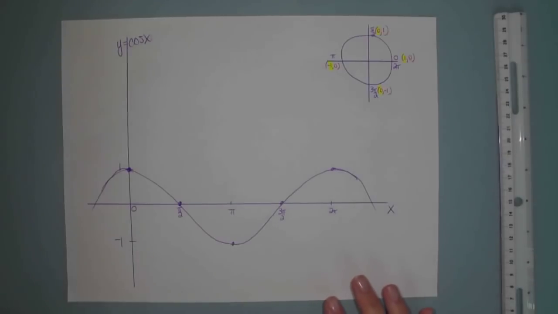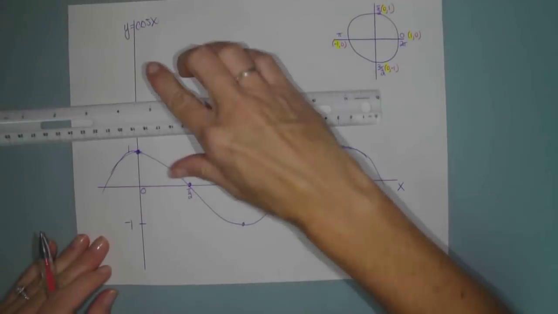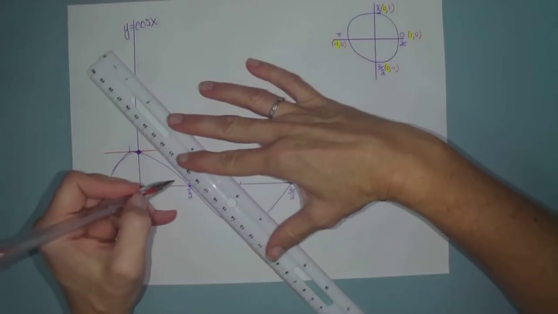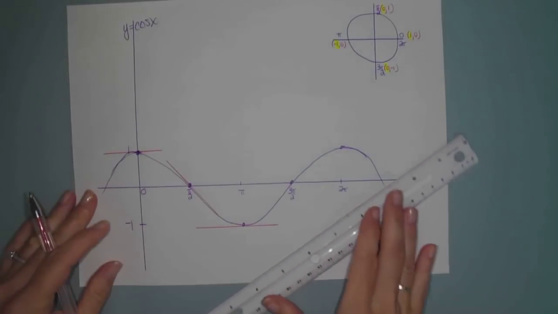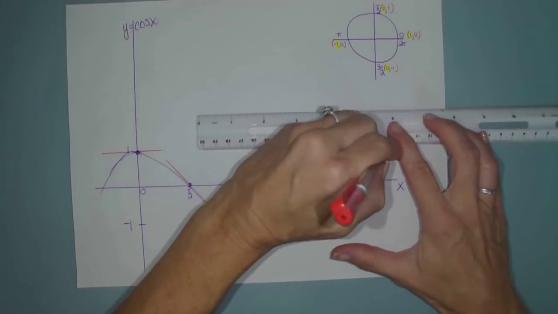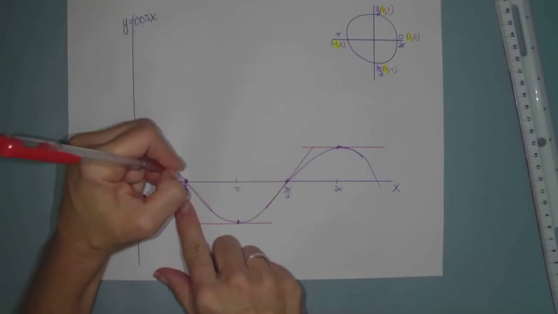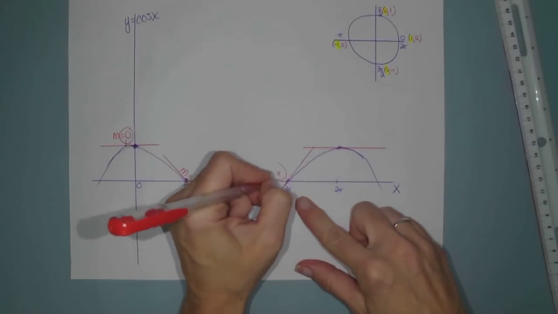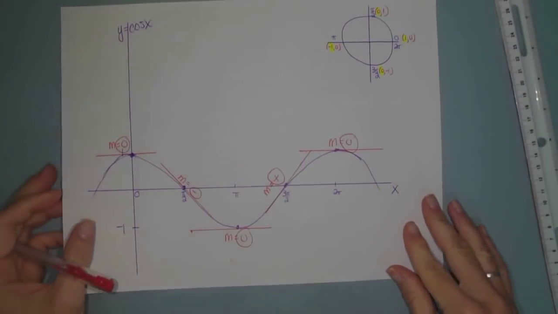And if I go through and grab the slopes of the tangent lines at these marked dots, I'm going to start here at 0, 1 with horizontal. At pi over 2, it's going to have a negative slope. At pi, back to 0. At 3 pi over 2, positive. And then at 2 pi, 0. Okay, so my slope is 0. Slope is negative. Slope is 0. Slope is positive. And slope is back to 0. Nothing too crazy so far.